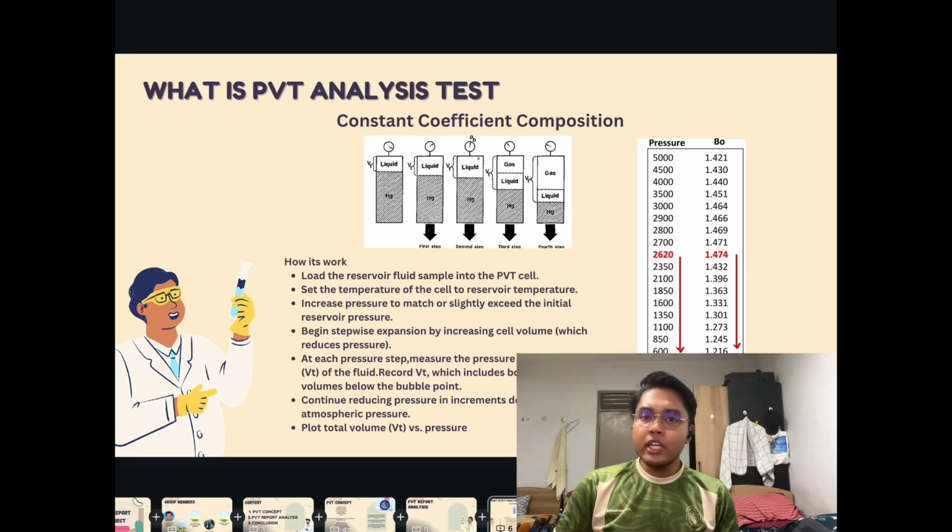So, after continually reducing the pressure in increments down to atmospheric pressure, we can finally plot the total volume VT against the pressure. What we can gain from this test is the data about the fluid below the bubble point pressure, like I have shown in the slide, which is the oil compressibility for the fluid below the bubble point. For this sample, 2820 is considered the bubble point of this fluid. So below the bubble point, the data is from the CCE test.